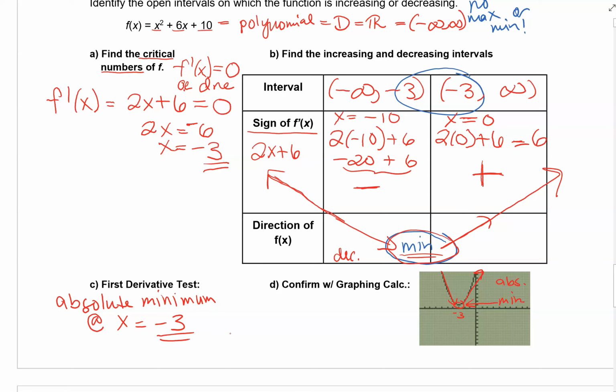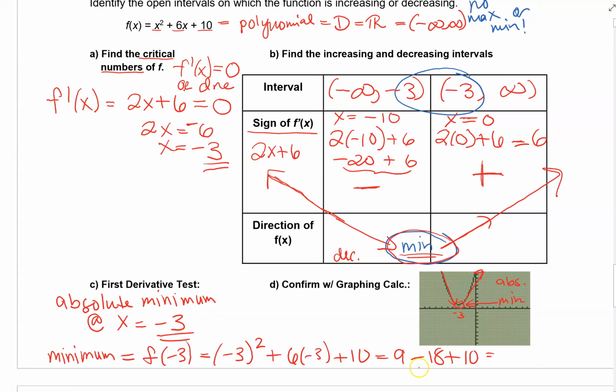Now, to find what the minimum is, I'd have to plug it into the equation. So the minimum is equal to f of negative 3, which is 9 minus 18 plus 10, which is negative 9 plus 10, which is 1. So I can see right there that point is at negative 3, 1. So the lowest value this function hits is 1. That's the minimum value, and then it happens at x equals negative 3.